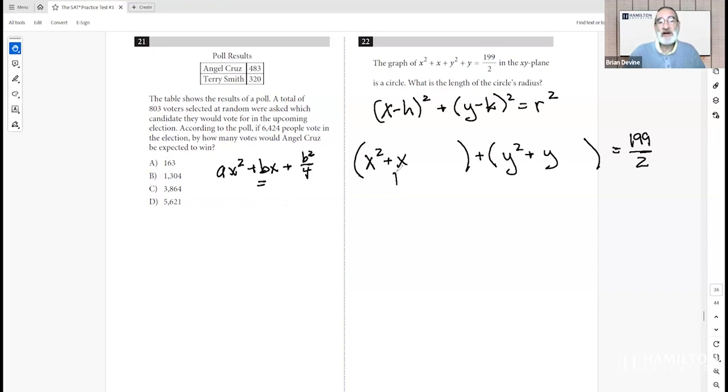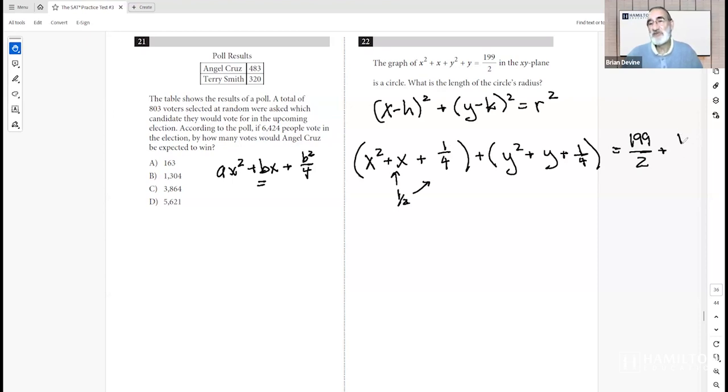But b here is 1. And if I take half of that and square it, I'm going to get 1/4. And I'm going to do the same thing over here. I'm going to take half of 1 and square it and add that on there. But now that I've added 1/4 to the x's, I've got to add them to the other side as well to keep the equation balanced.